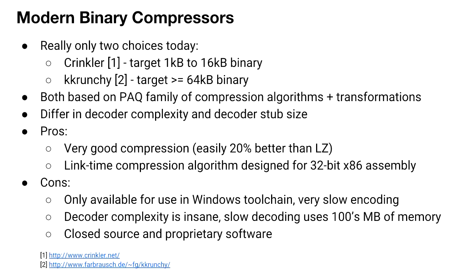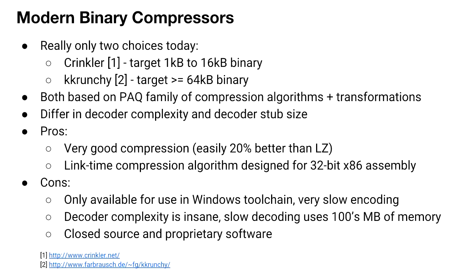This is what modern binary compressors look like. These are the ones that are on Windows. There are basically two that are being used today. The first is called Crinkler, and it's targeted at the very small sizes. It goes roughly from 1K to 16K. There are maybe two or three different flavors of the algorithm in there. There's also something called kkrunchy, which is mostly targeted at 64Ks. So pretty much if you were to go download any of the modern releases in those categories, they're basically using one of these two compressors.